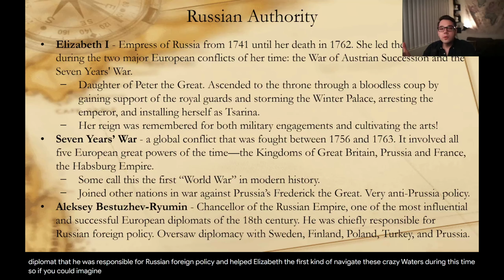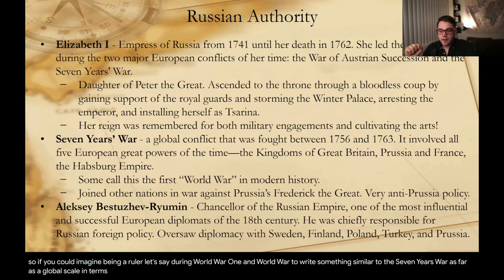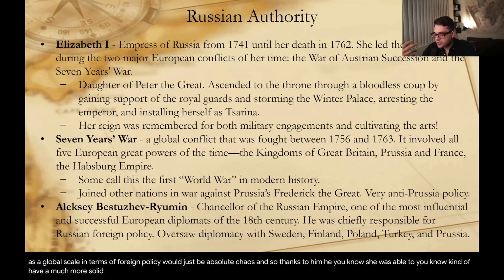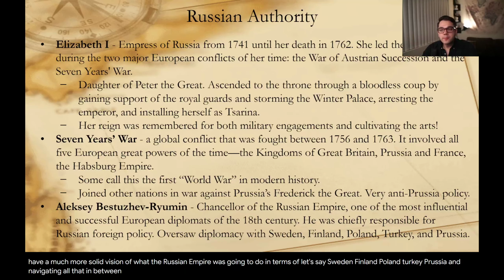So if you could imagine being a ruler, let's say during World War I or World War II, right? Something similar to the 7 Years' War as far as global scale and terms. Foreign policy would just be absolute chaos. And so thanks to him, she was able to have a much more solid vision of what the Russian Empire was going to do in terms of, let's say, Sweden, Finland, Poland, Turkey, Prussia, and navigating all of that in between.